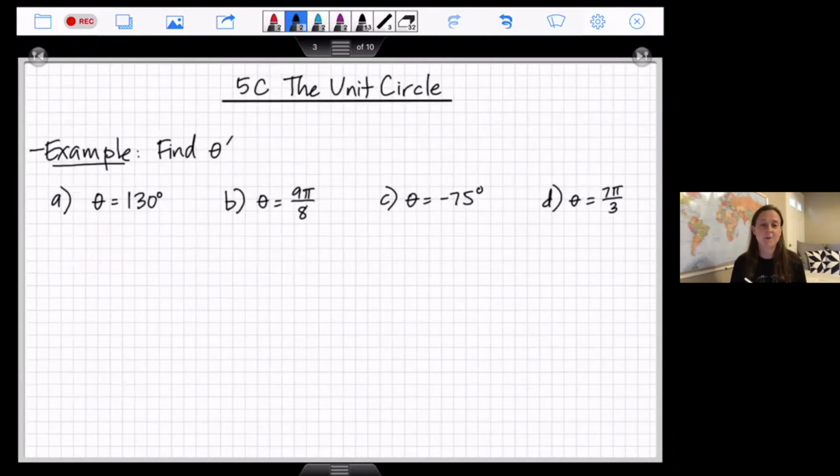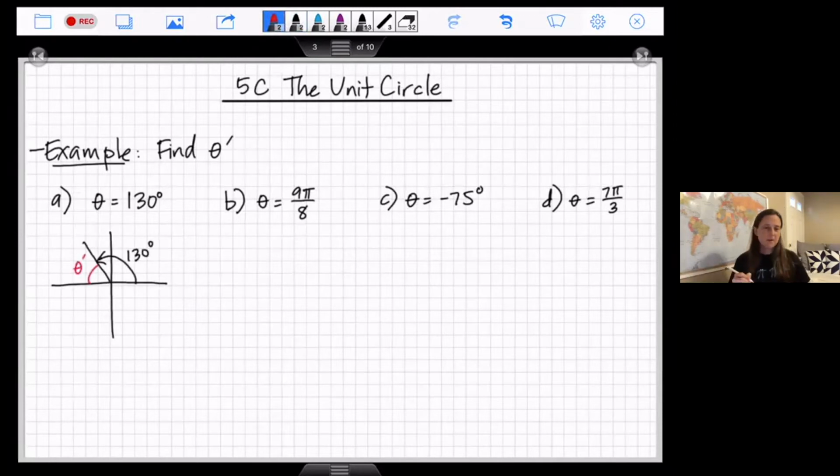So let's see if we can find the reference angle for these 4 angles. And none of these angles are angles that are actually labeled on our unit circle, but all angles have a reference angle. So let's draw this first angle, 130 degrees. It's obviously more than 90, less than 180, so I'm somewhere here in the second quadrant. All right, and remember that the reference angle is the acute angle that the terminal side makes with the x-axis. So that's got to be this angle right here.